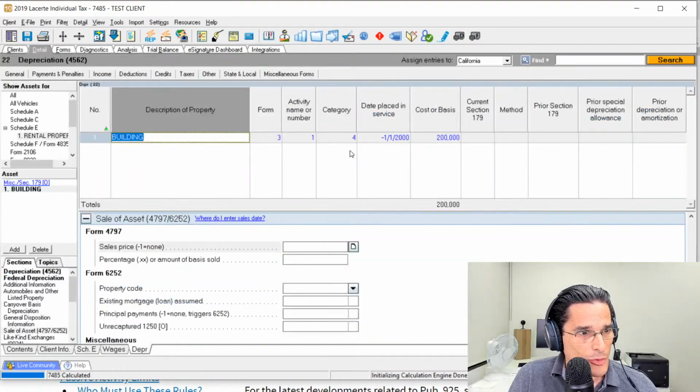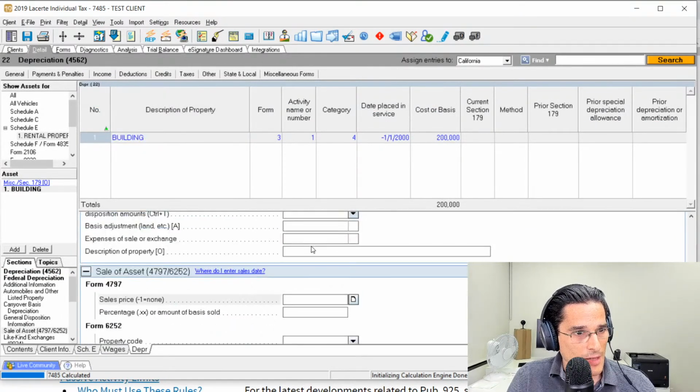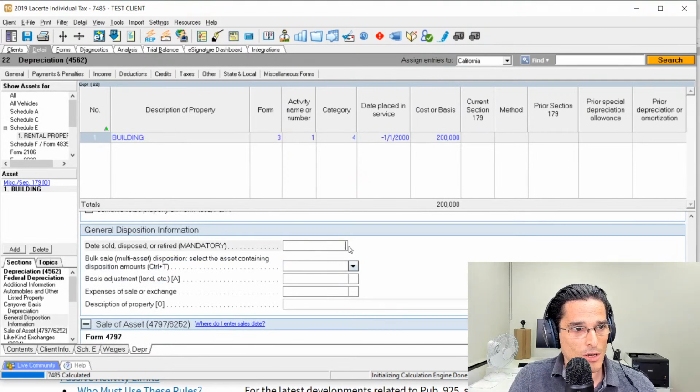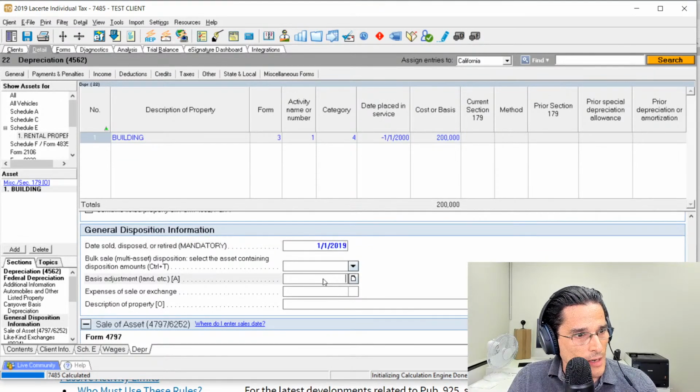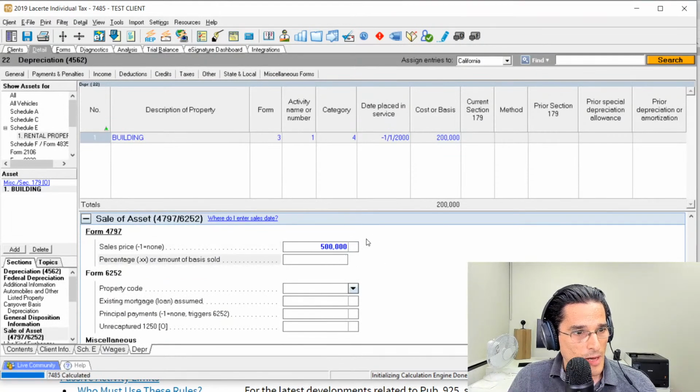Let's go to this depreciation section. And the assumption is that this is a building that was purchased in the year 2000 for $200,000. And now we're going to put in a sale date. So we're in 2019. So let's put in 1/1/2019. All right. And the sale price will be $500,000, whatever. It doesn't really matter for our purposes.